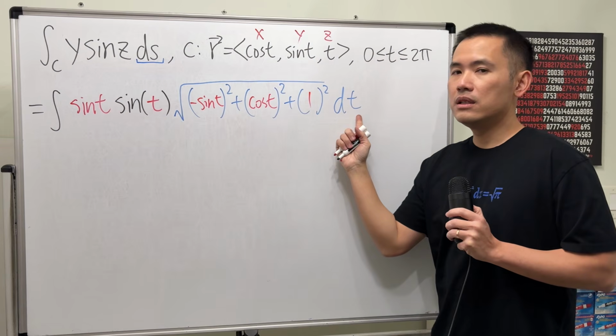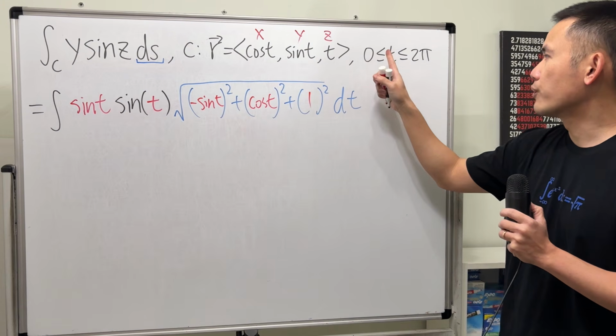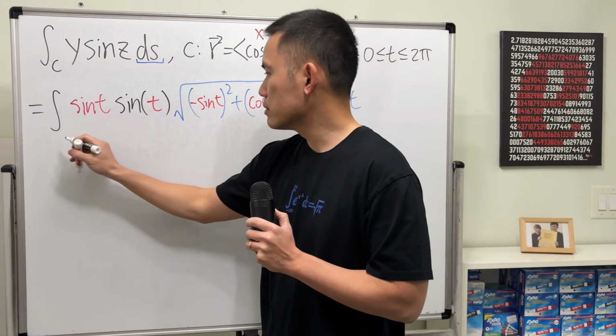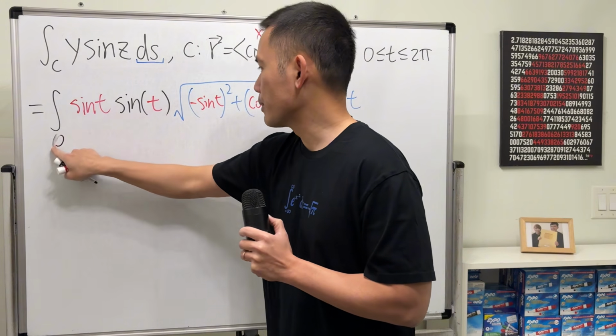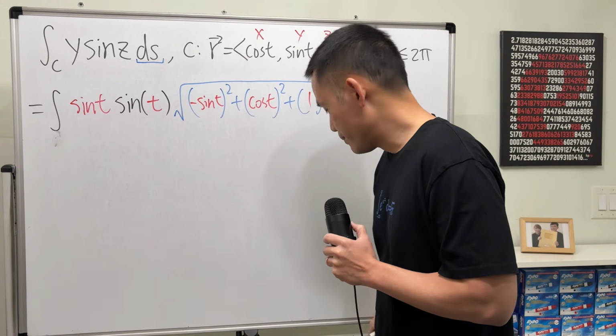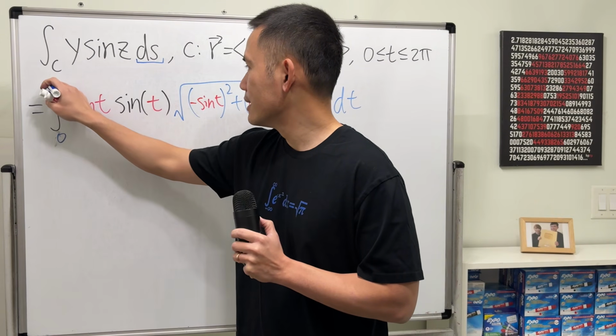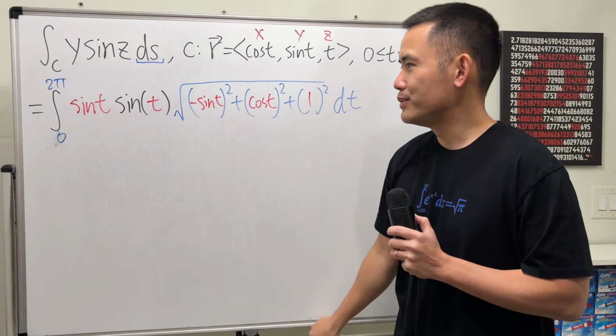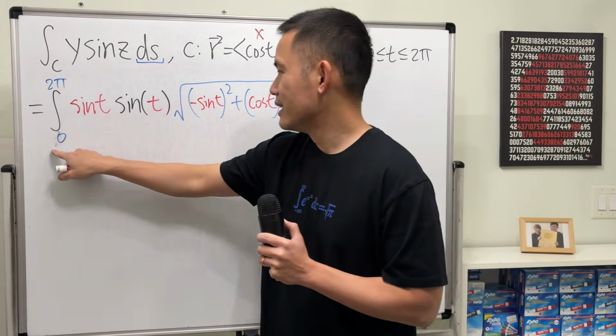Now, we are in the t world. All we have to do is go from 0 to 2 pi. That's all. Perhaps I'll put this down in blue as well. And then just pretty much do it. So now have a look.